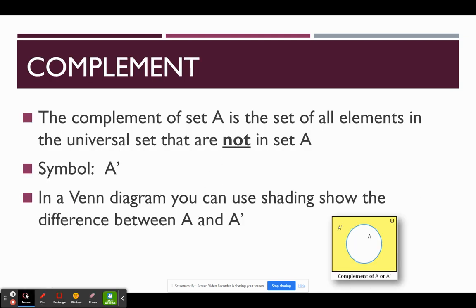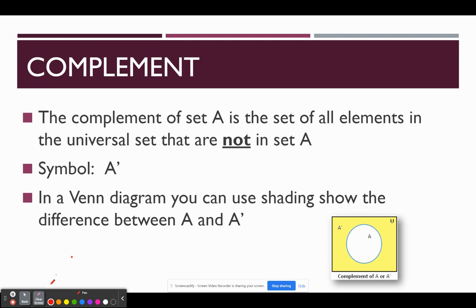Here we go. Complements. The complement of set A is the set of all elements in the universal set that are not in set A. So we have our set, that's A. Then the complement to the set is everything outside of A. So this is our set, and this is the complement to the set. You can see we put this little apostrophe on the A to signify a complement. In a Venn diagram, as you're doing your homework, you can use shading to show the difference between the set and the complement to the set.